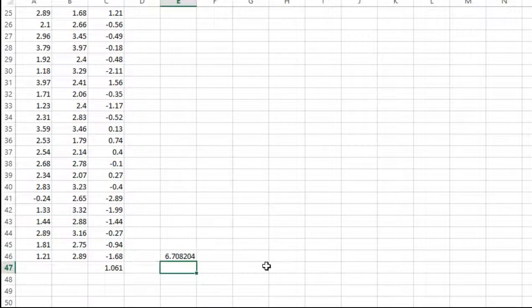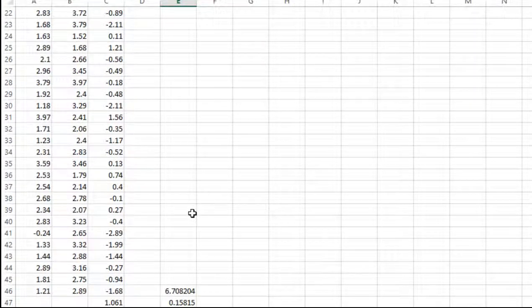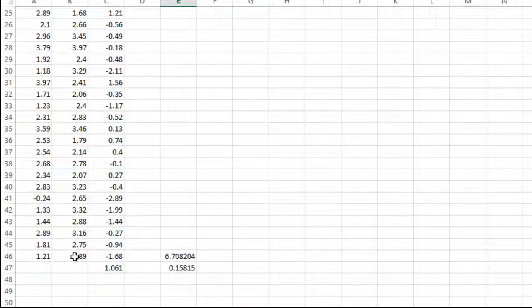So let's just do that here. Equals C47 divided by E46. And that gives me 0.15815. So that is the standard error of the difference associated with the difference scores. Another way to think about it is that it's the standard error of the difference between the related means.